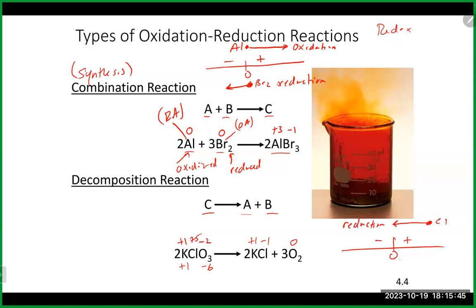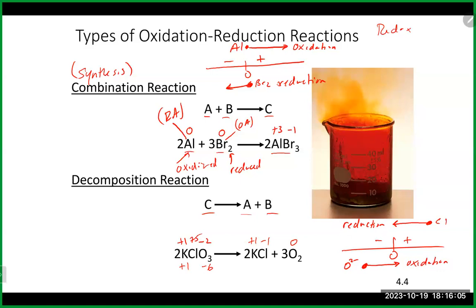The oxygen here is -2, which is like over here. And on the right-hand side, it becomes 0, which means it's actually moving in the more positive direction, which means it is going through oxidation. In this case, the potassium, is anything happening with potassium?